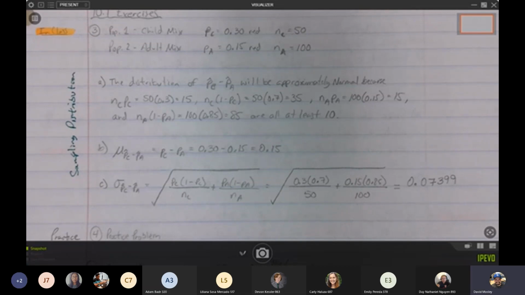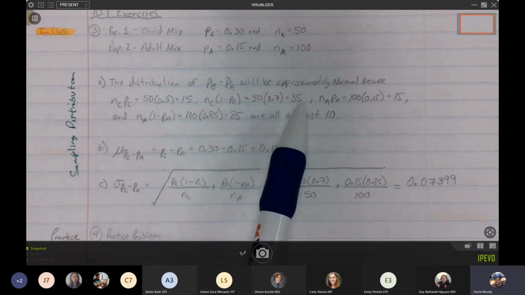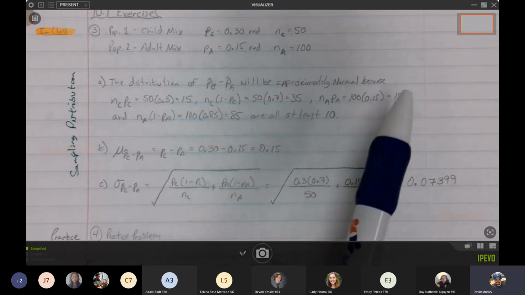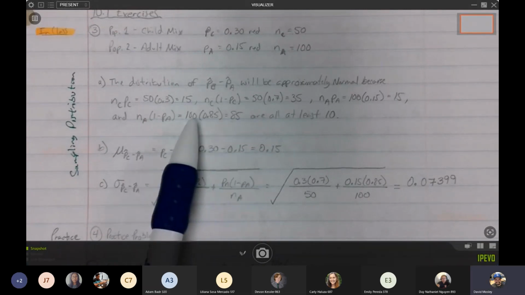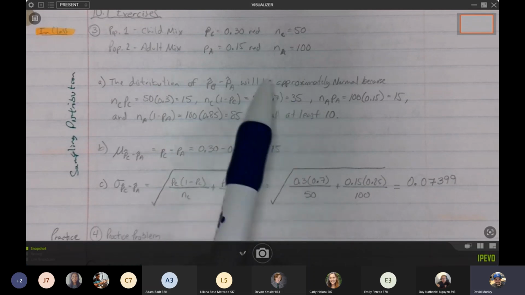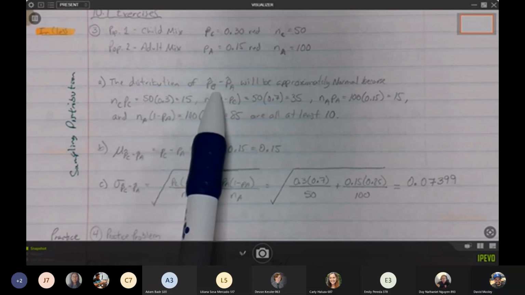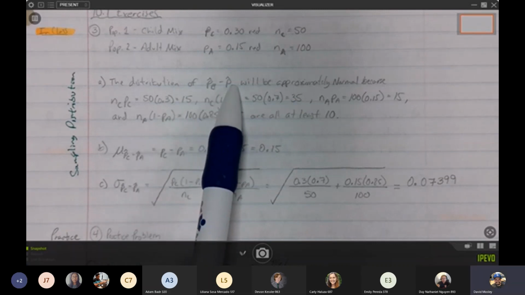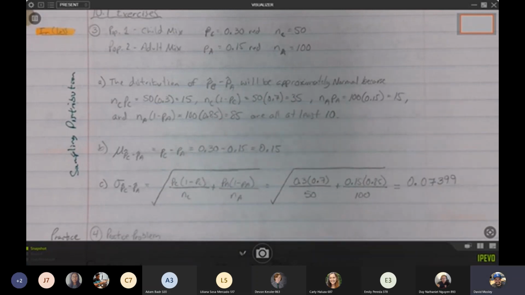So checking for normality in this case is checking the large counts condition. Are there at least 10 successes, 10 red jelly beans, and 10 non-red jelly beans in each sample? And if we do the math here, we get 15, 50, 15, and 85. Those are all at least 10, which means the sampling distribution of the difference between the sample proportions will be approximately normal. And that's how we get that one.